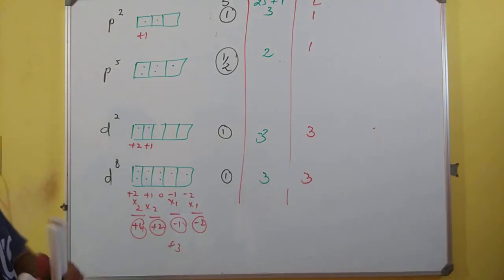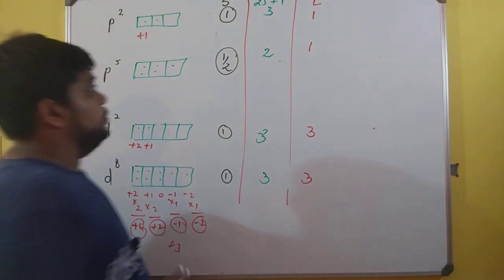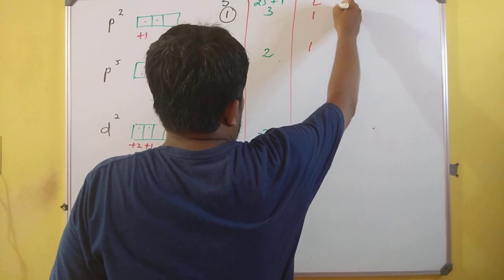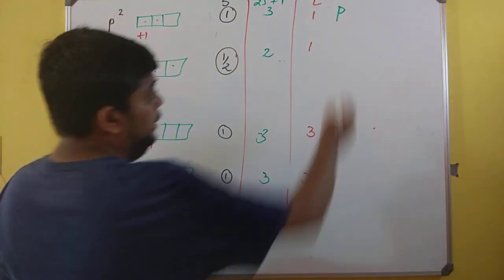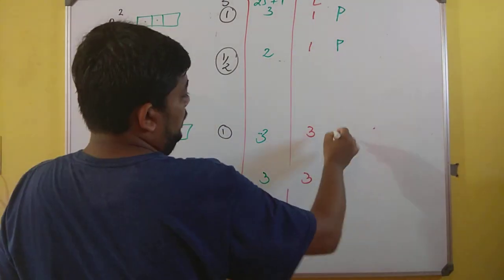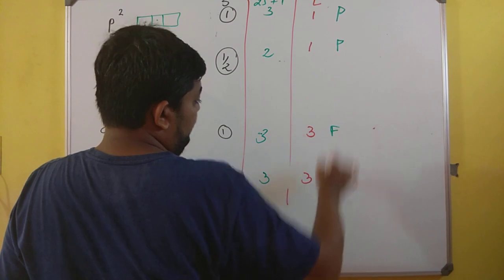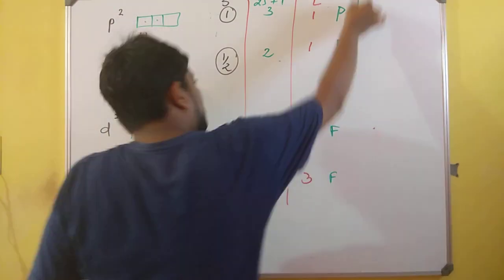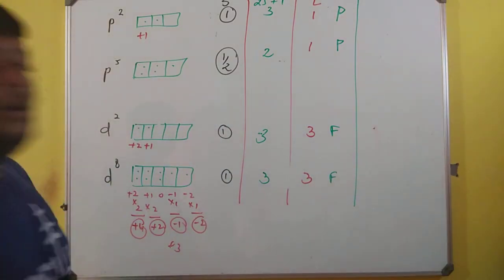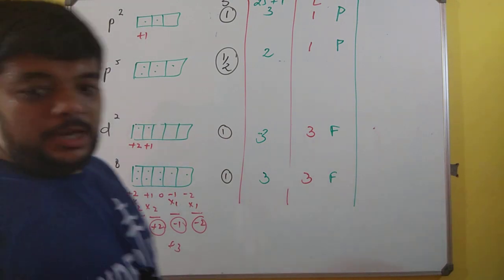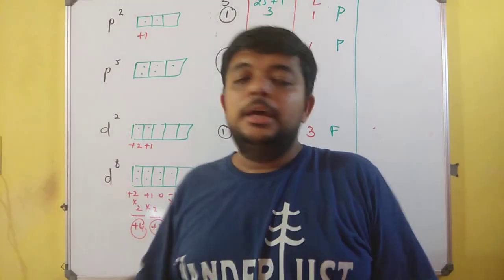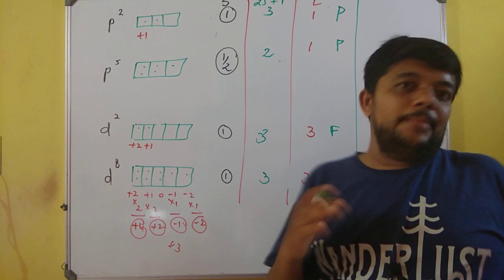Now keep an eye on what you are doing. See what happens over here. As it is 1, it will correspond to P. Again it is 1, so it will correspond to P. This will correspond to F, and this will also correspond to F. So we are done with the L values. Now comes the J value, and over here you have the calculation L plus S to L minus S.